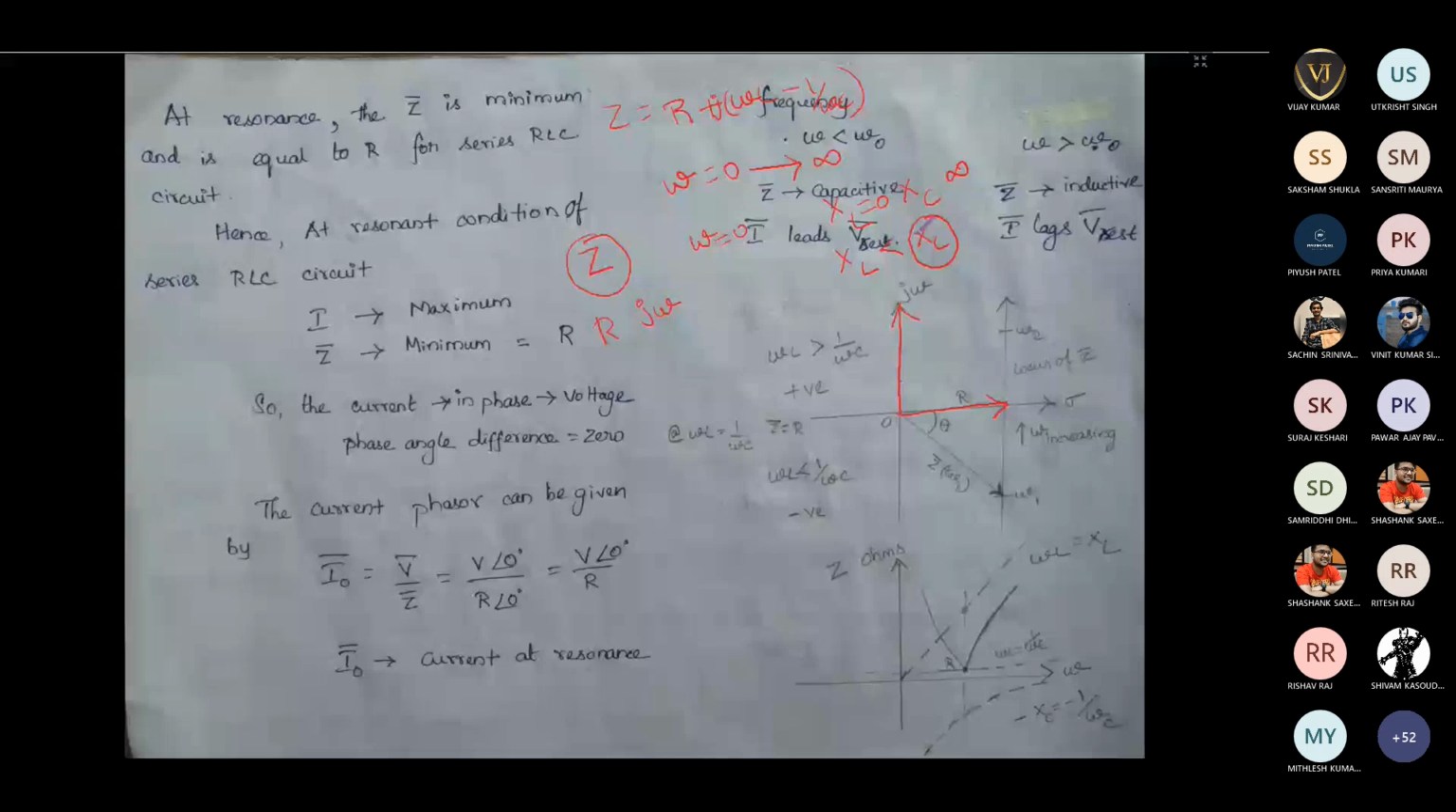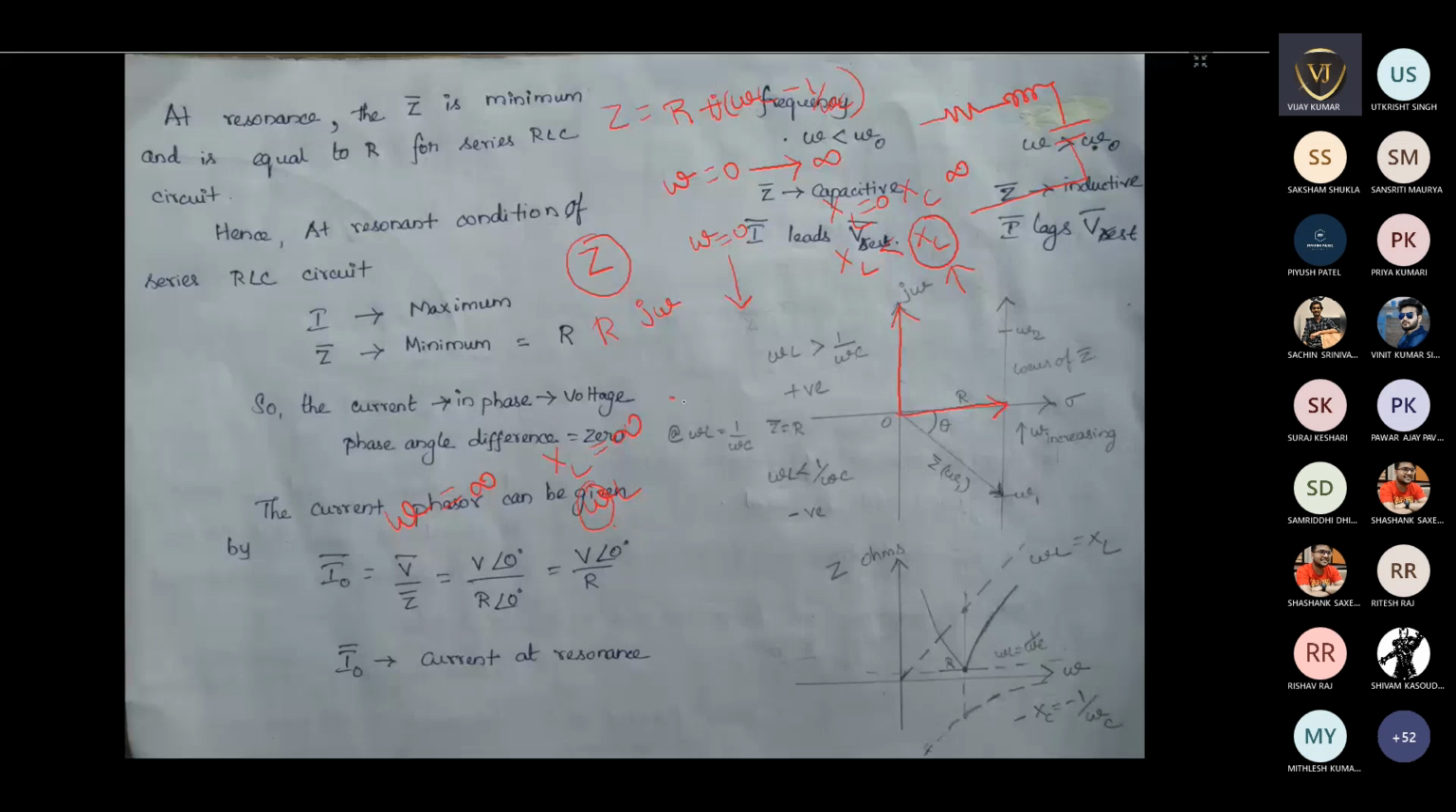Here XC is higher magnitude. If XC is higher magnitude, you can say that this series RLC circuit will be behaving like a capacitive circuit. Okay, so I am changing this omega from 0 to infinite. At omega equal to infinite, XL will become infinite because it has the omega L term.